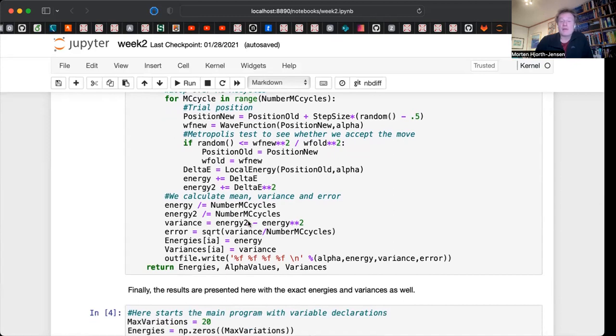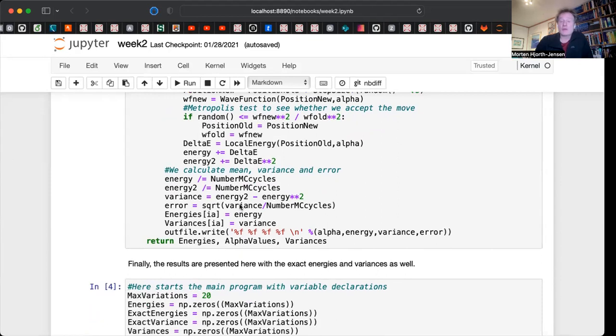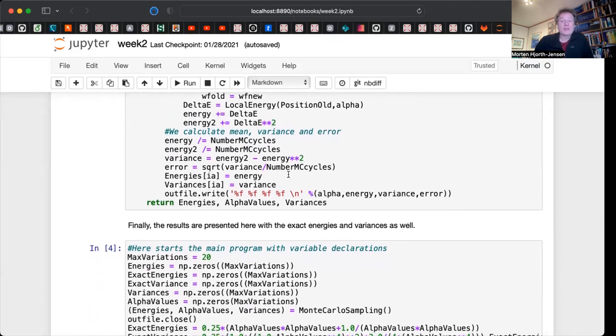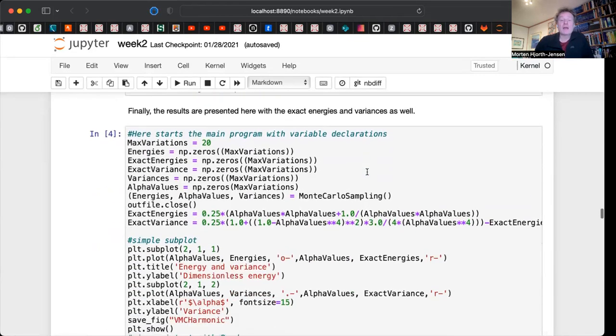And then finally, we have the variance, which is the expectation value of the energy squared minus the expectation value of the energy itself squared. And then the error is the square root of the variance. We haven't subtracted a -1 here, even if there is a bias due to the fact that we don't know the exact energy. So the mean value which we calculate is an approximation. But we are leaving this out because the number of cycles is going to be so large that we will barely notice this -1 factor. And then we calculate the energies.